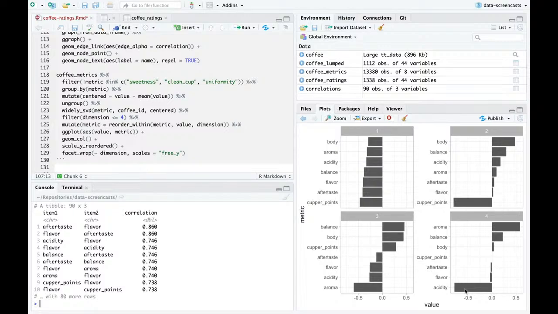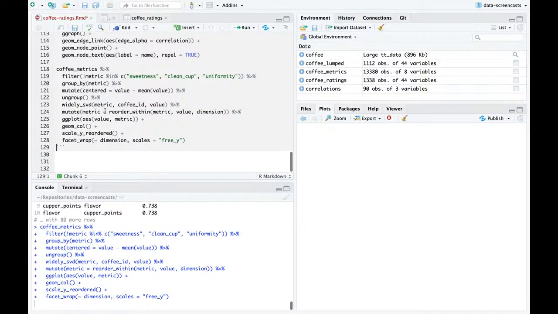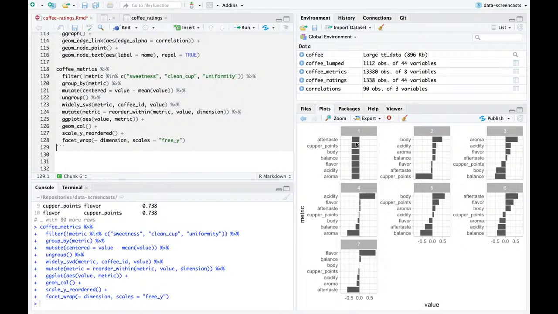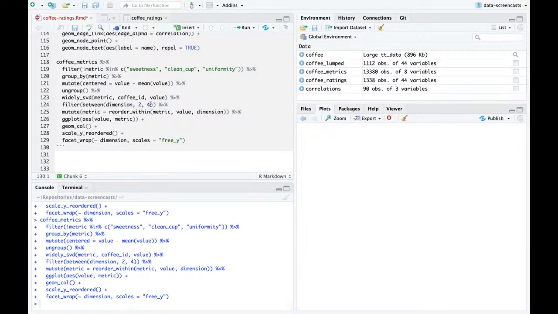So those are ways we can say, okay, body versus cover points, balance versus aroma, aroma versus acidity. Again, I don't know what to do with this one. In fact, I'm going to cheat a tiny bit and say filter. I'm going to drop the centered. What if I did it on the uncentered data? I feel like this gets it out of the way. Like I said, I never claim to be a role model here. What I'd say is filter dimension between 2 and 4. And make it 2 and 5.